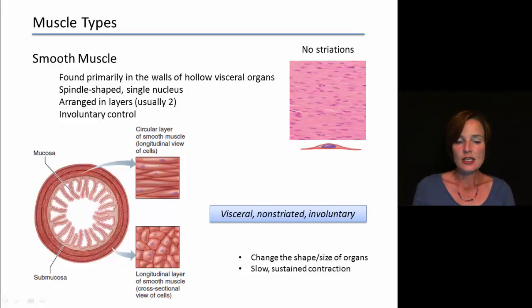Other characteristics: this is going to change the shape or the size of organs because it has a slow, sustained contraction ability. And again, this is found in the walls of hollow visceral organs, so this is going to be things like the bladder or the uterus.